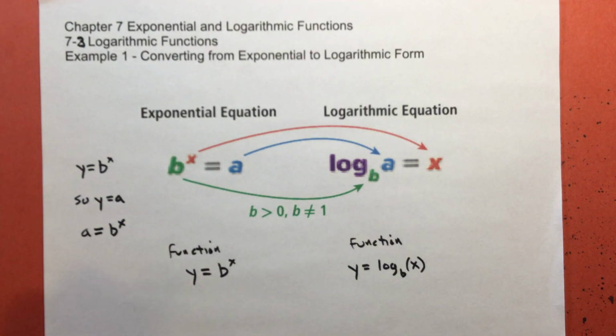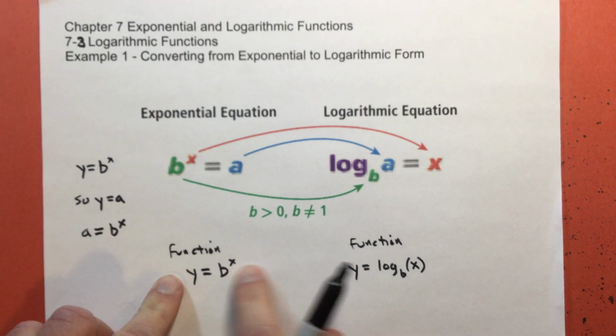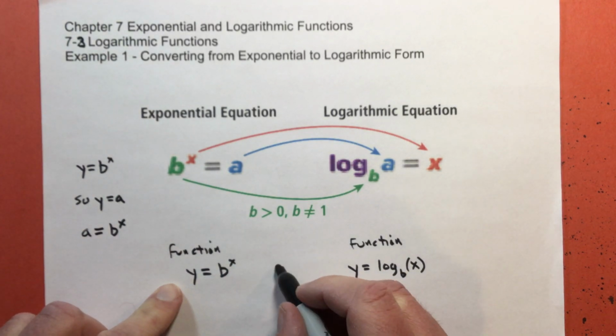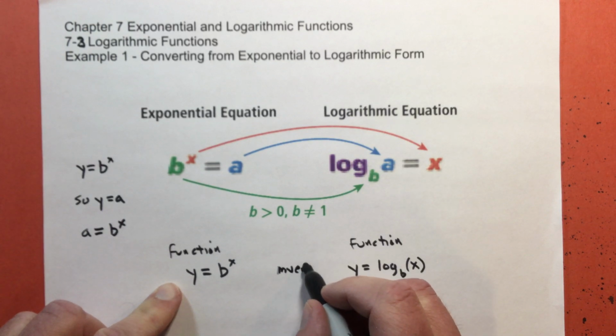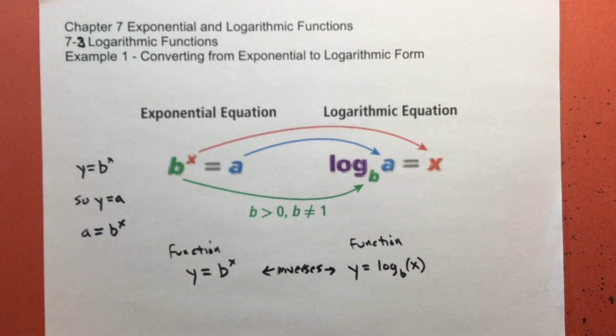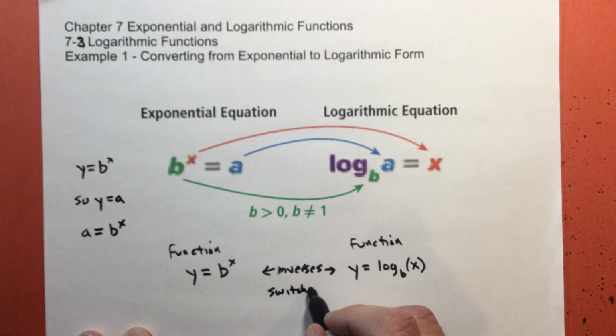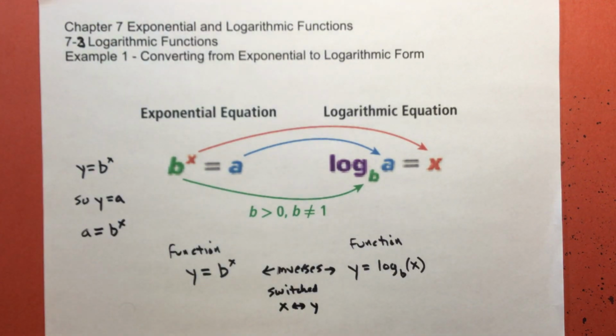So anyway, the hard part about talking about both these at the same time is that y is not that y, and that x is not that x. These are inverses of each other, and when we talk about inverses, that means that we actually switched the x with the y. All right, so don't panic too much about that.